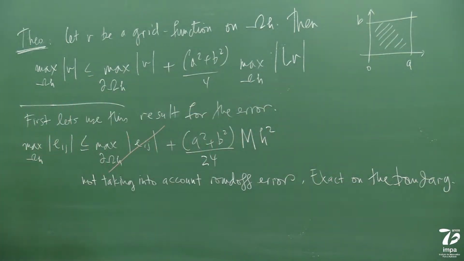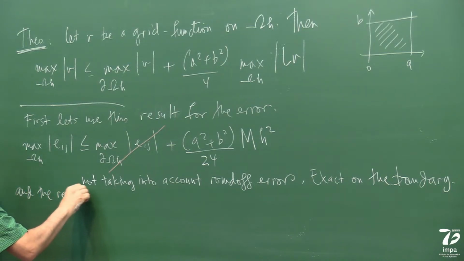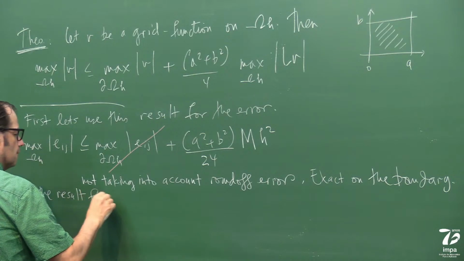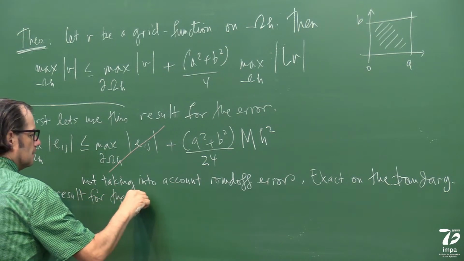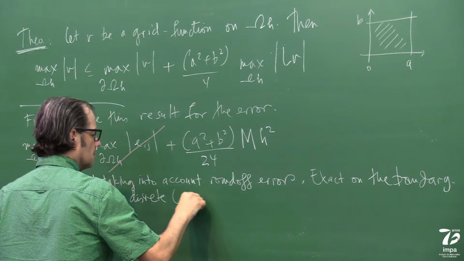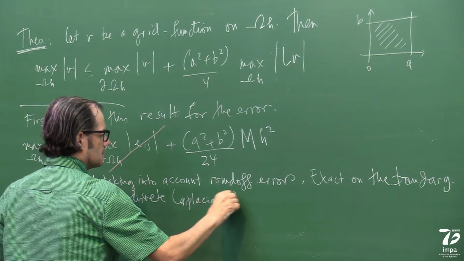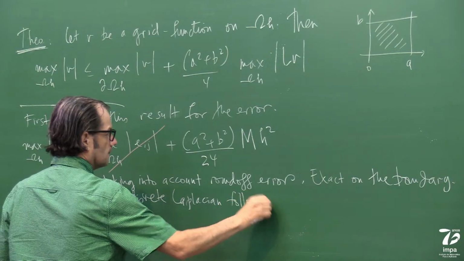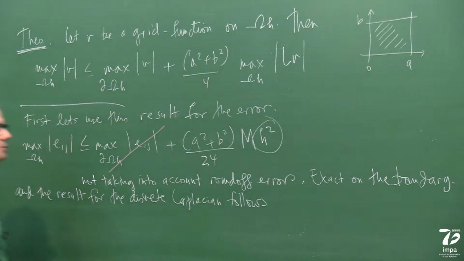Right? And there's a result for the discrete Laplacian that follows. Okay? So the error would be bounded in this way. So we get the second order.